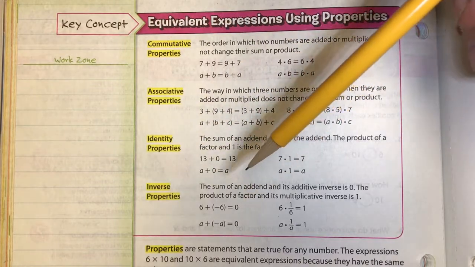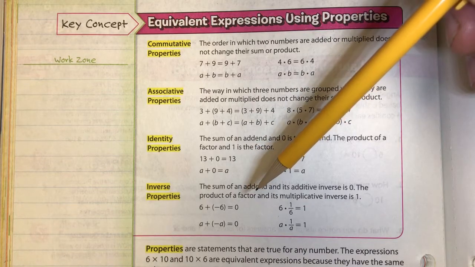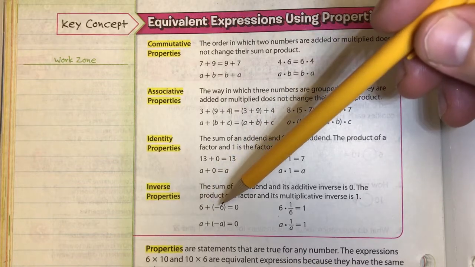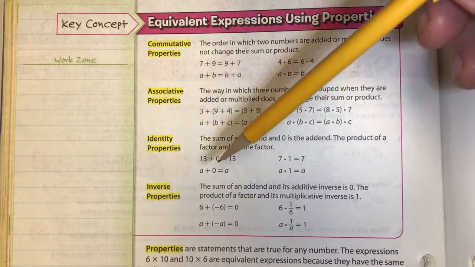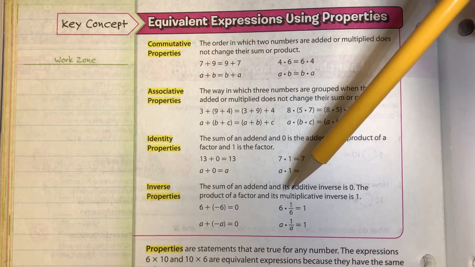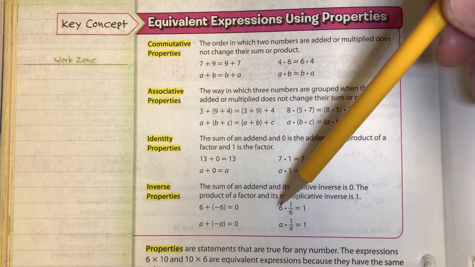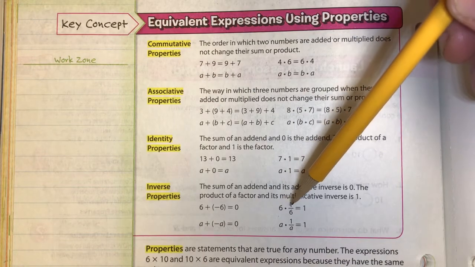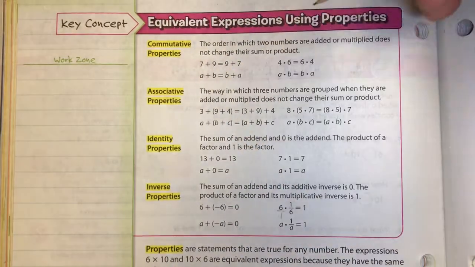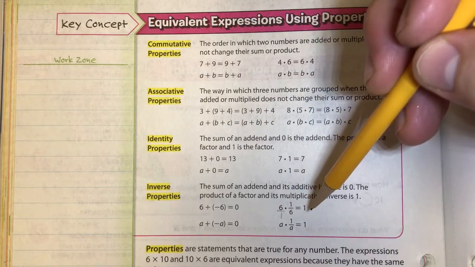The inverse properties, they just basically say that the sum of something you add to its inverse is always 0. So if you're adding 6 to negative 6, you're going to get 0. Or any number, when you add its opposite, you're going to get 0. And it's also saying that the product of a factor and its multiplication inverse is 1. So the multiplicative inverse of 6 is 1/6. That's going to give us 1. And I tell the students to treat this as 6 over 1. So 6 times 1 is 6, and 1 times 6 is 6, and 6 over 6 is equal to 1.